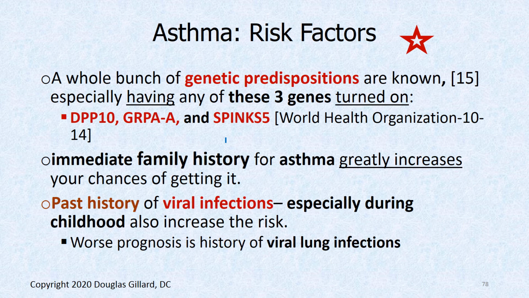So asthmatics have 3 genes turned on that are normally off. That's DPP10, GRPA, GRPA-A I call it, and the Sphingosine 5. So that's a sign you have asthma. If you have a family member who has asthma, it greatly increases your chances. If you've had viral infections when you were a kid, that increases the risk, especially if they're lung infections.